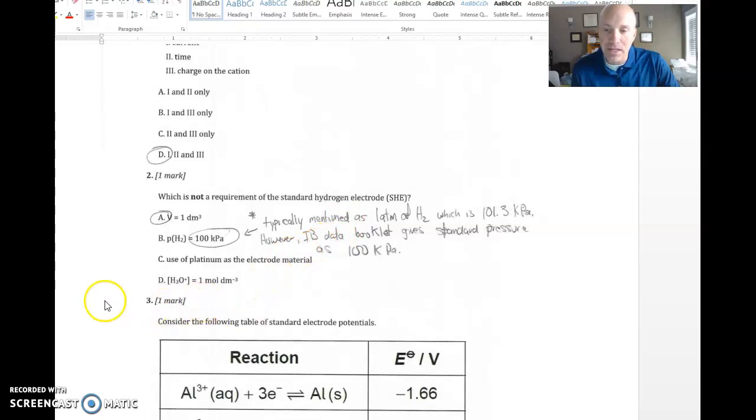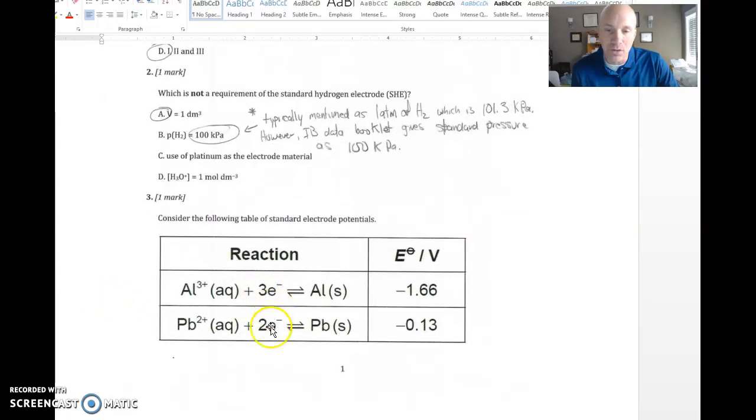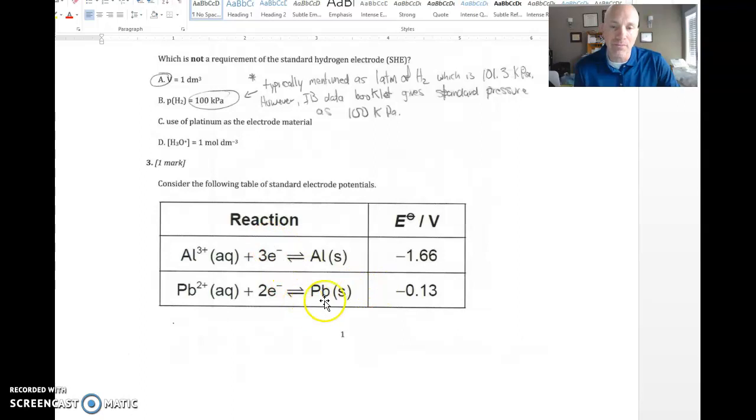In the next problem, they have you take a look at a couple of half reactions with their EMFs, their potentials, listed. Remember, these are written as reduction half reactions. If you put these together, only one of these would occur as the reduction for a reaction to occur. The other one would have to occur as the oxidation. The general rule of thumb is that the one that's going to occur as written is the one that is more positive.